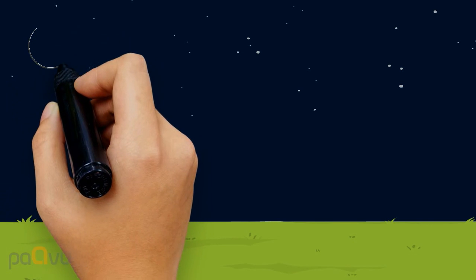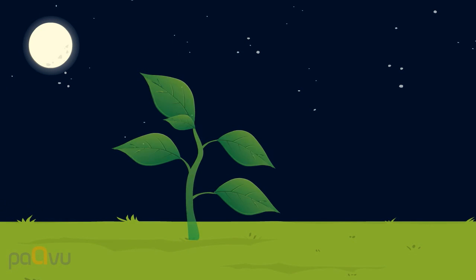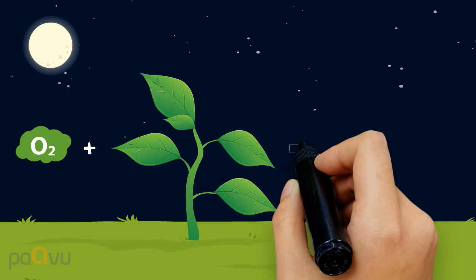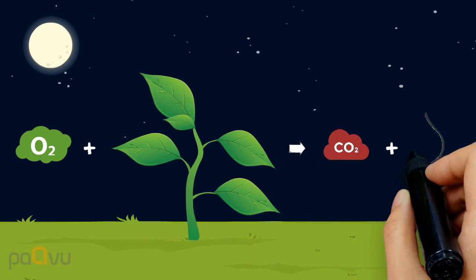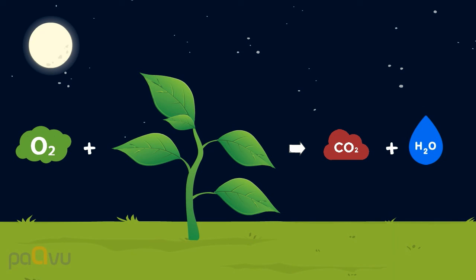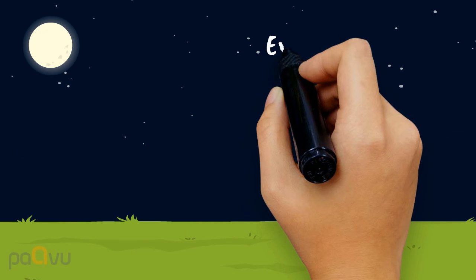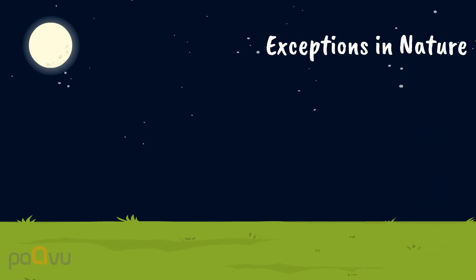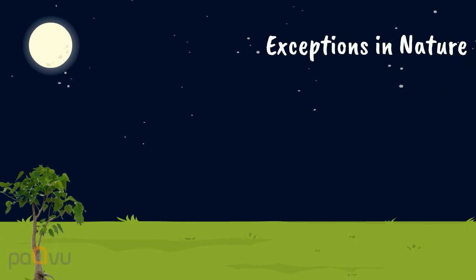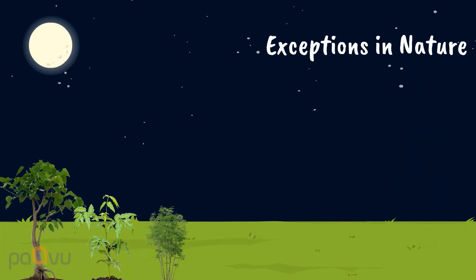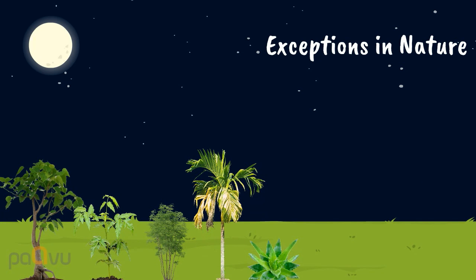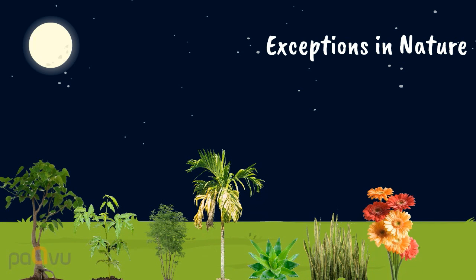If that is so, what happens at night? At night, respiration takes place in plants. Plants absorb oxygen and release carbon dioxide and water vapor at night. Do you know that nature also has exceptions? Plants like Ficus religiosa, margosa, basil, areca palm, aloe vera, snake plant, Gerbera orange and orchid release oxygen even at night.